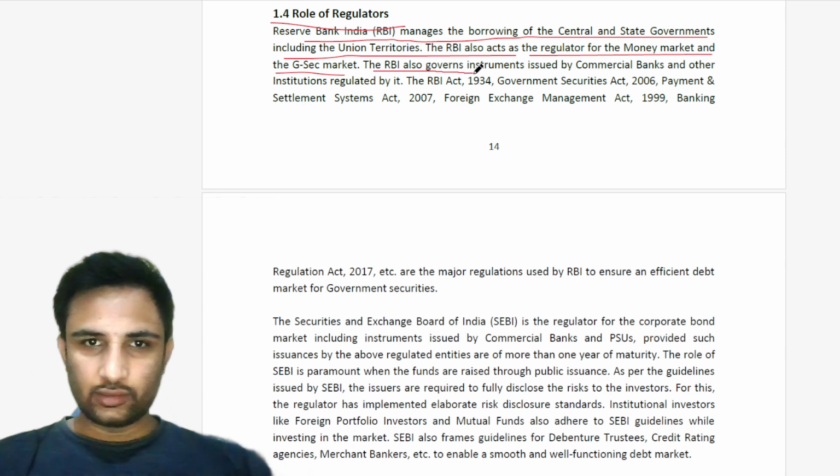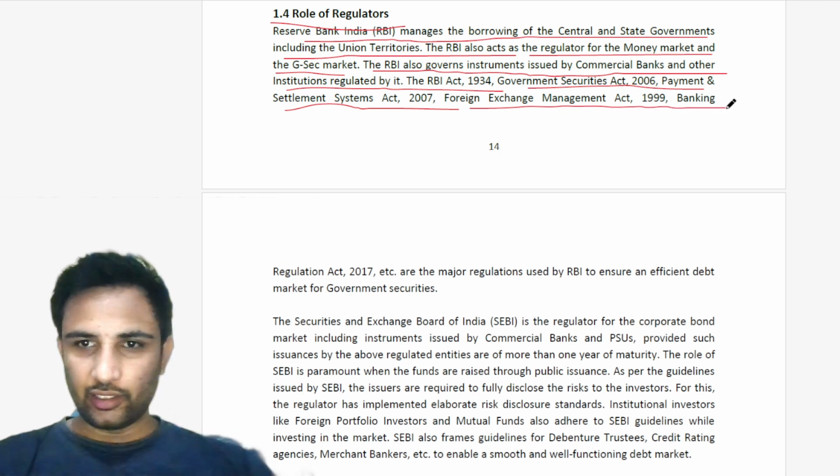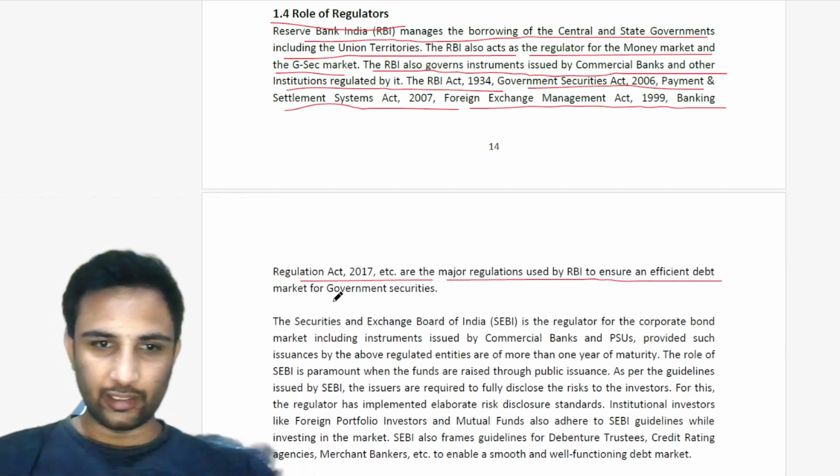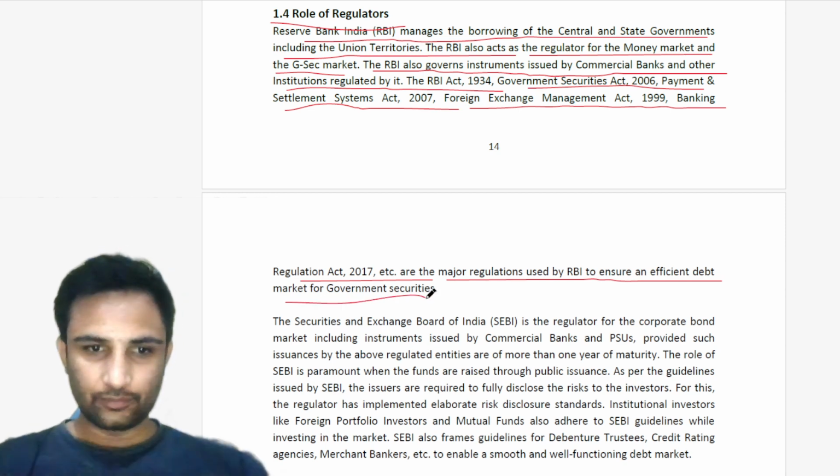The RBI also governs instruments issued by commercial banks and other institutions regulated by the RBI. The RBI Act 1934, Government Securities Act 2006, Payment and Settlement Systems Act 2007, Foreign Exchange Management Act 1999, Banking Regulation Act 2017, etc. are the major regulations used by the RBI to ensure an efficient debt market for government securities.